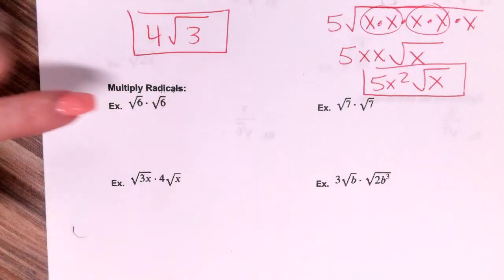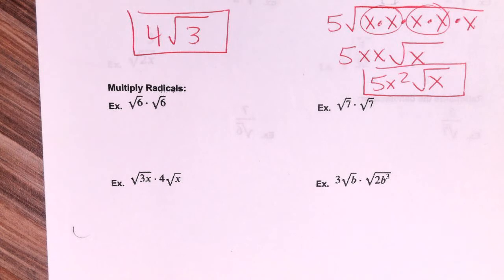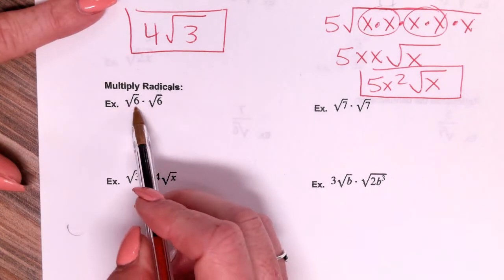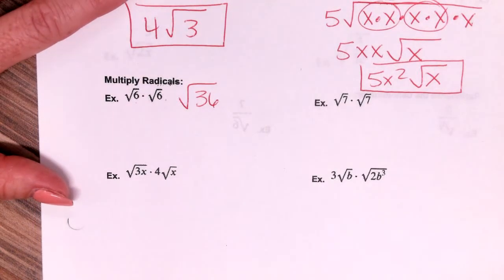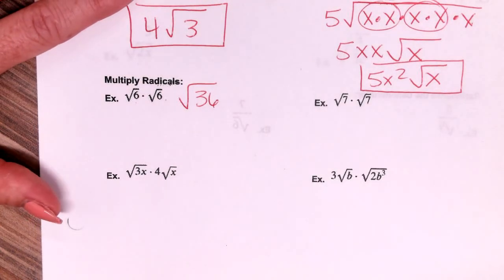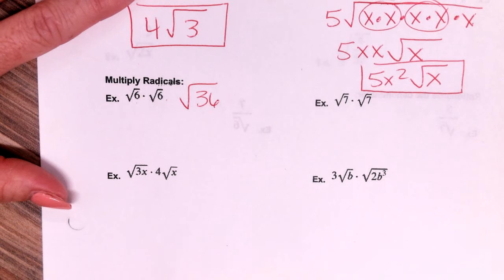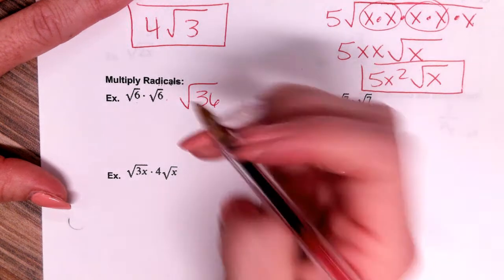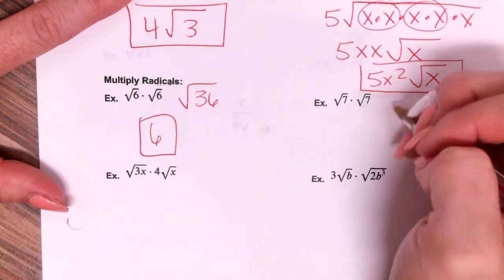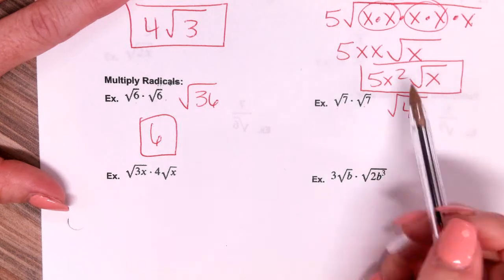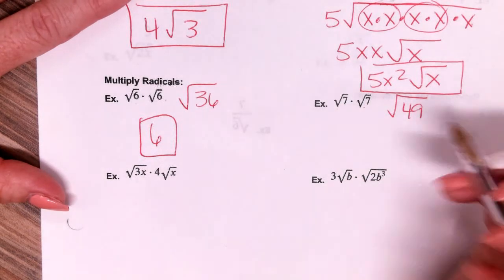Okay, go to the bottom. How do you multiply radicals? You simply multiply what's underneath. So what's 6 times 6? So I have the square root of 36. Is that a perfect square? What's the square root of 36? We literally just did it. All right, 7 times 7 is? So I have the square root of 49, which is 7.